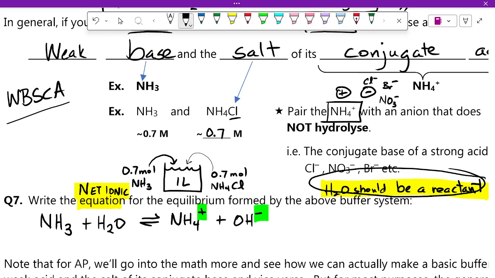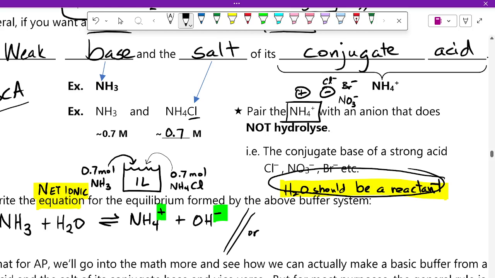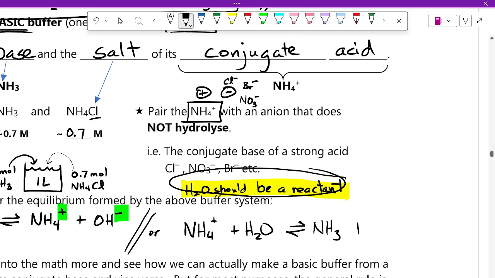Our other option would be to put the NH4 on the left and the NH3 on the right. And if we do that and we put our water here, then we'll end up with H3O plus. Okay?